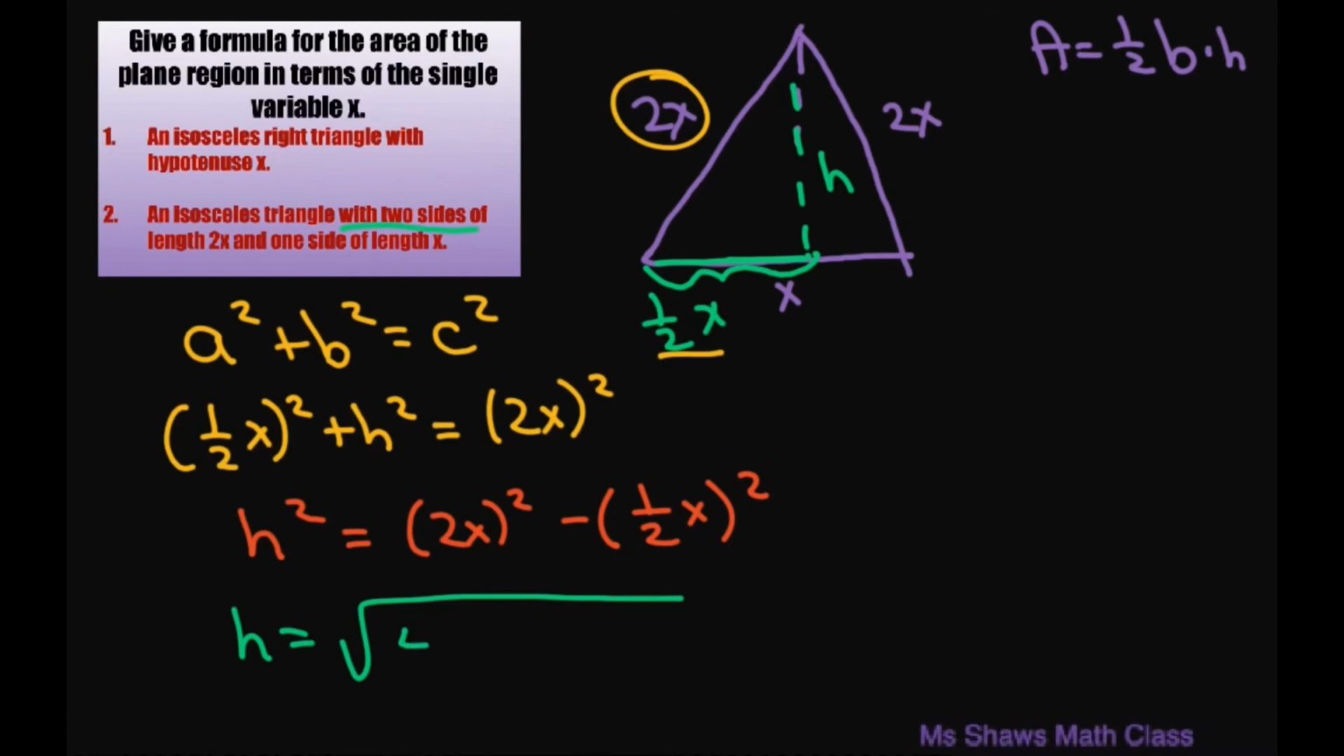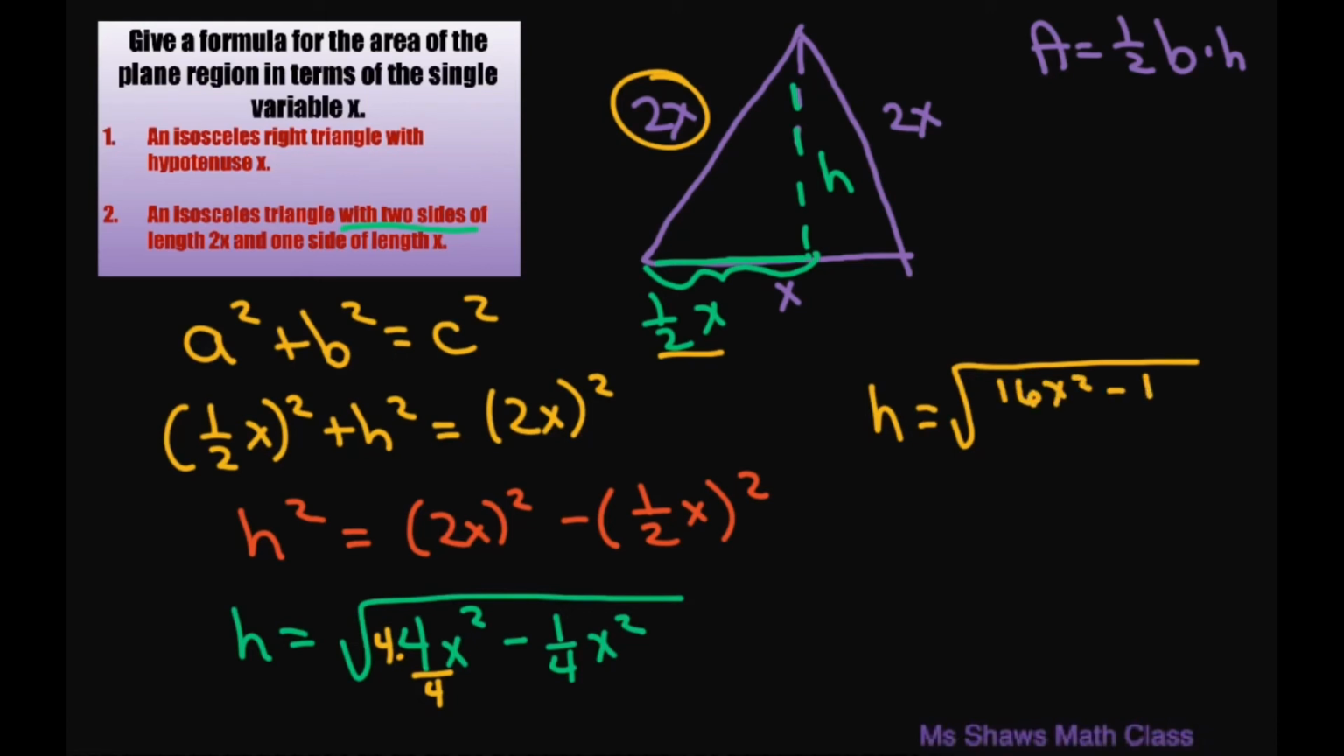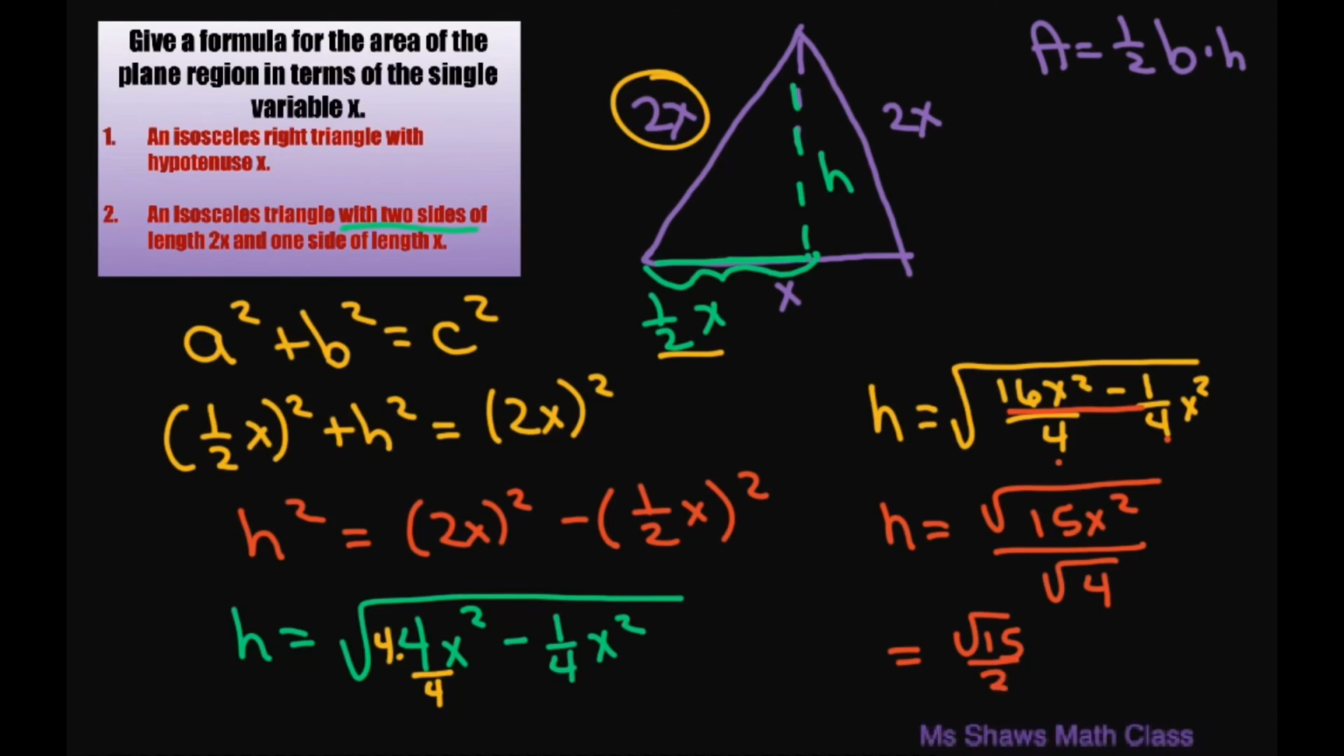So this is going to be 4x squared minus 1/4 x squared. Now I'm going to get my common denominator as 4. So this is going to give me h equals the square root of, if I have a 4 here, I have to multiply this by 4. So I'm going to have 16x squared minus 1x squared divided by 4. Okay, so we have h equals the square root. If you do the numerators, you're going to have 15x squared divided by 4. The square root of this is going to give me square root of 15 divided by 2, times x.